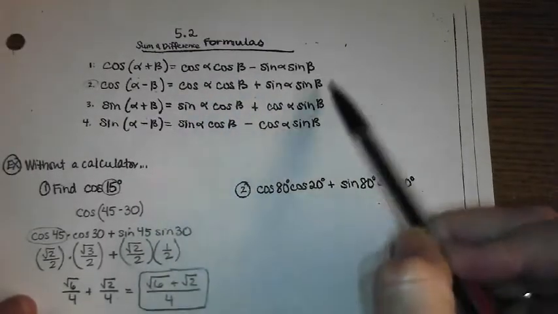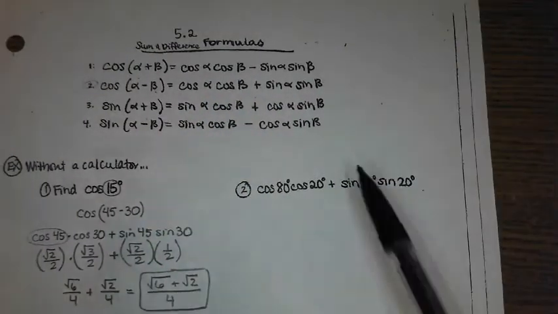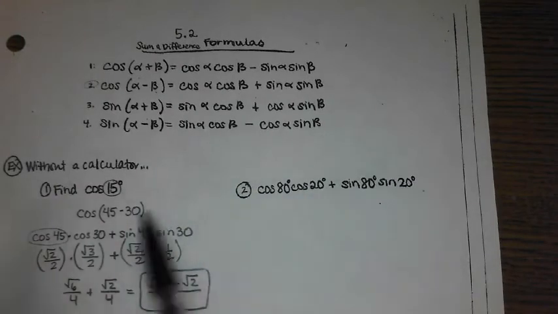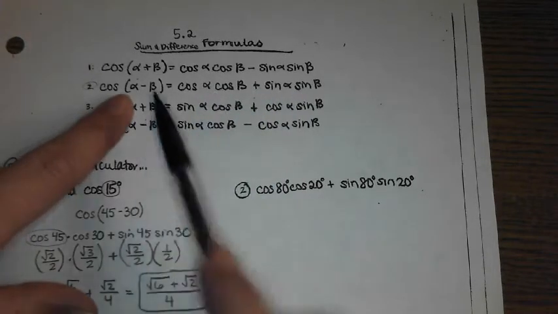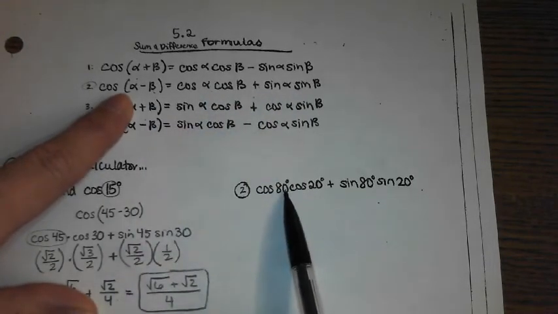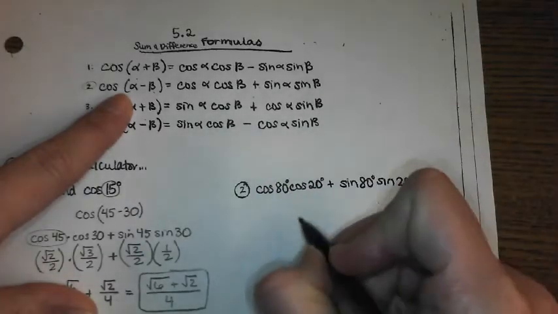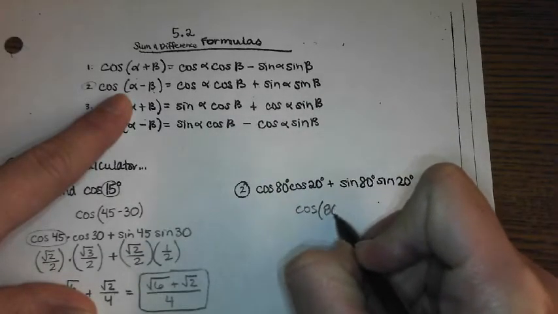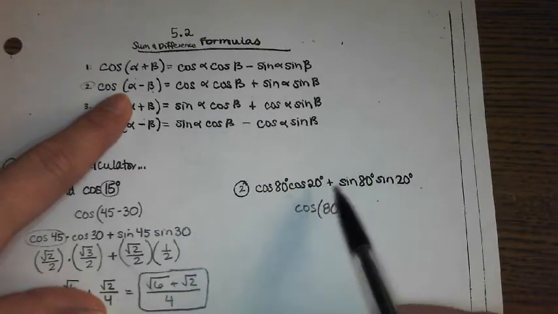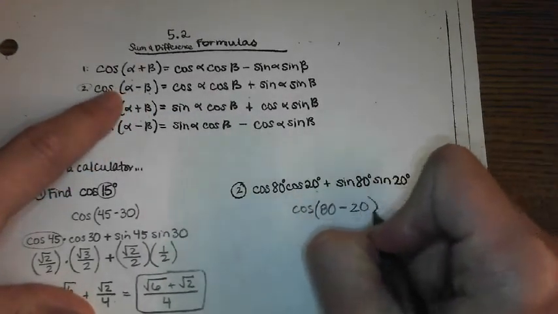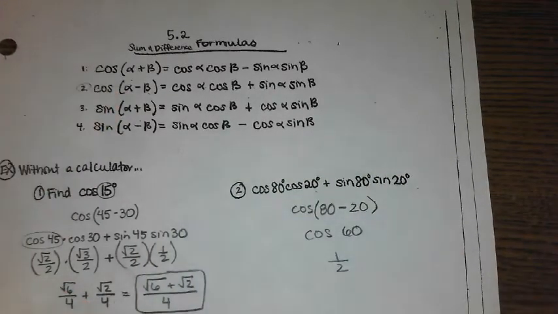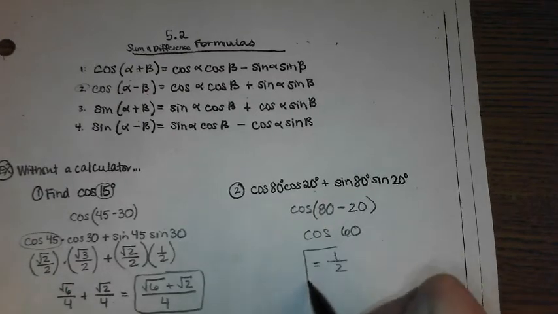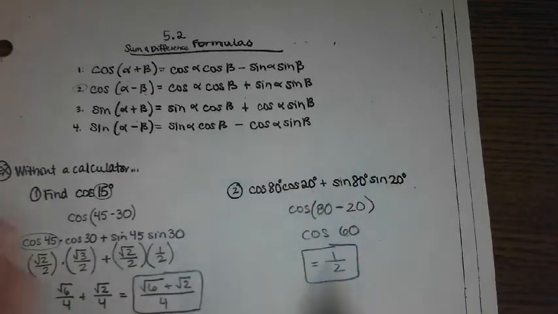So number 2 actually gives us one of these versions and is asking us to go backwards. So cosine, cosine plus sine, sine. Cosine, cosine plus sine, sine. That's the difference formula. So what's in your alpha position is 80. So going backwards, minus what's in your beta position is 20, which becomes cosine of 60, which is 1/2. So you may be asked to recognize something like that and use a formula backwards.